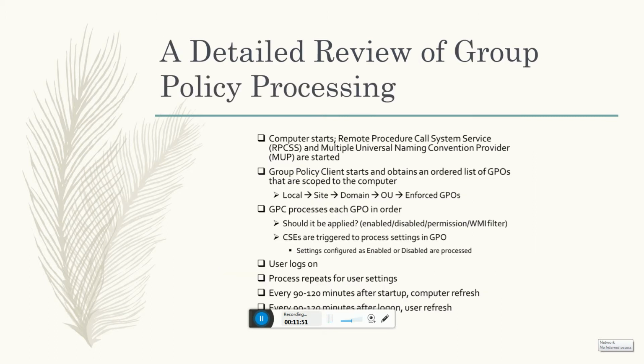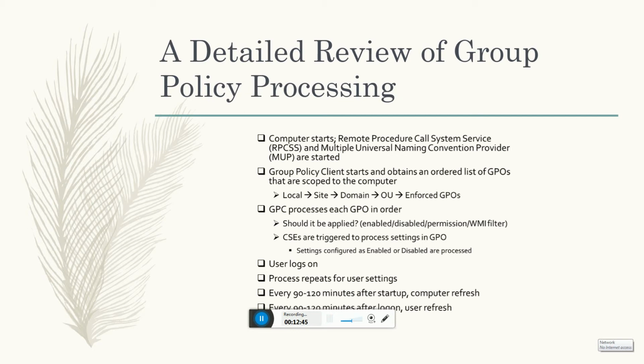A detailed review of group policy processing. The computer starts the Remote Procedure Call System Service, RPCSS, and the Multiple UNC Provider, MUP. The group policy client starts and gets an ordered list of GPOs that scope the computer, going through the settings in order: local, site, domain, OU, and enforced GPOs. The GPC processes the GPOs in the order they should be applied, checking enabled or disabled status, permissions, and WMI filters. The CSE targets and processes the settings in the GPO. The setting configuration is enabled, disabled, or processed.